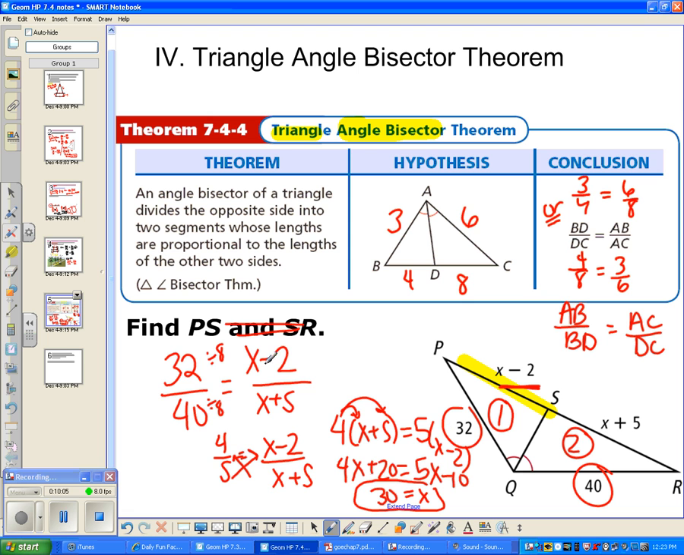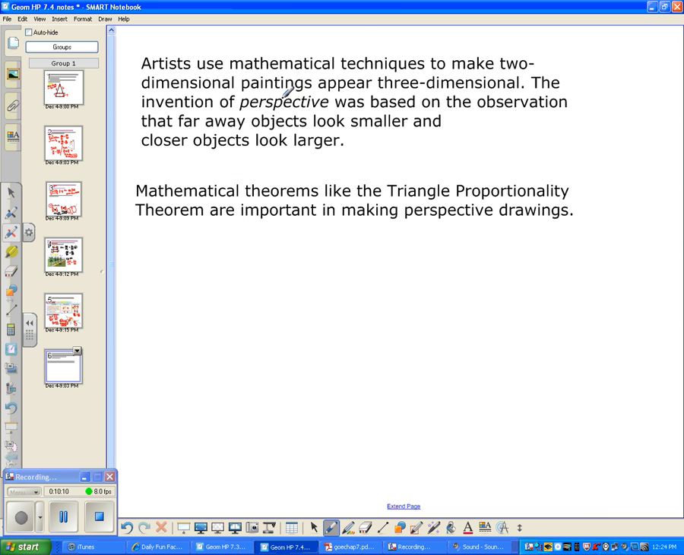So we learned a lot of theorems today. We learned 4, and we're going to talk tomorrow or someday soon about how we can use these theorems for perspective drawings.